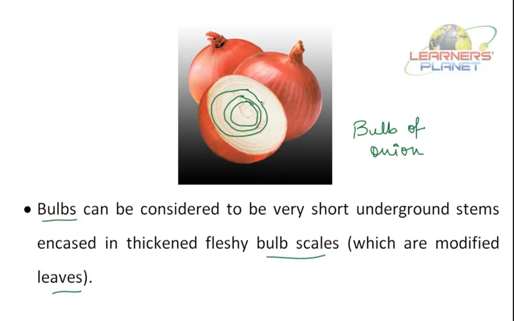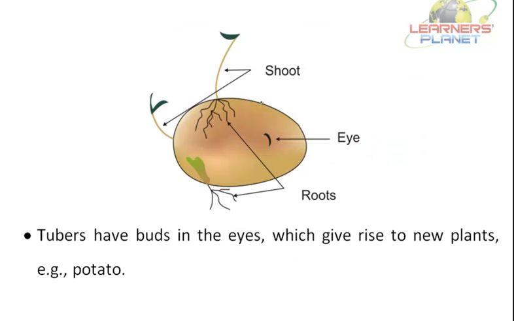So we studied about rhizomes and bulbs. Now let us see what are tubers. Now here, tubers are also the ones which have buds in the eyes which give rise to new plants. For example, in potato. So this is tuber of potato which has shoot, which has eye, just basically yellow in color. This is an imaginary figure, and these are the small roots.